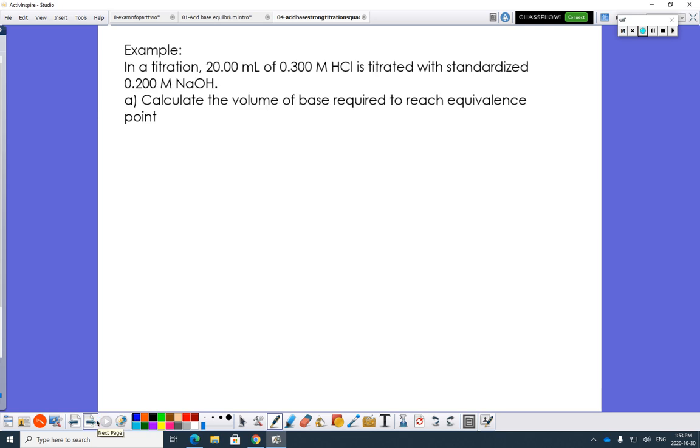Okay, so we are going to calculate the volume of base required to reach the equivalence point. So we are starting with hydrochloric acid. Hydrochloric acid is an acid. Okay, so this is milliliters, the volume. Big M is moles per liter, so concentration. We are asked to find the volume of the base. So this is the concentration of the base. I chose to use different numbers here so you could see where they were coming from. The concentration can be the same, but it doesn't have to be, okay?